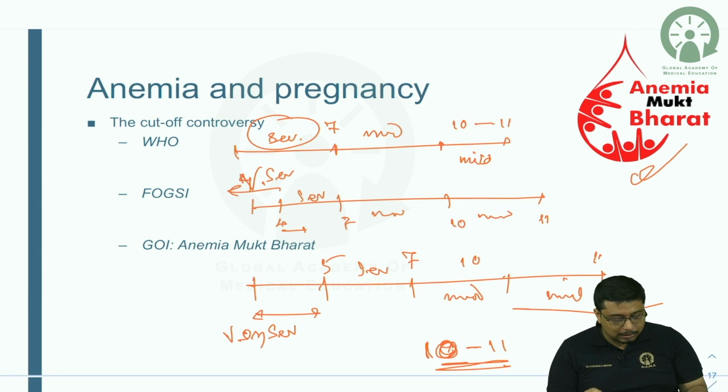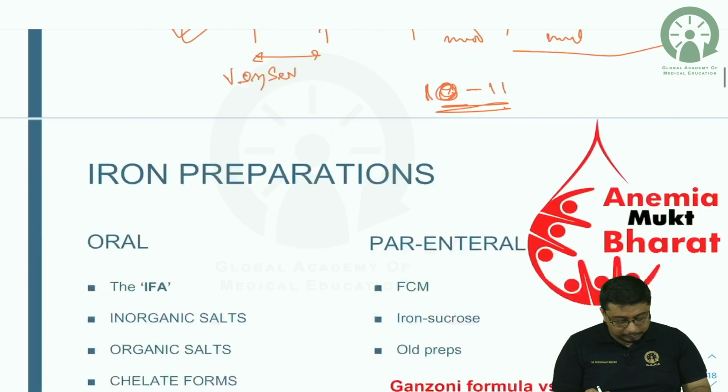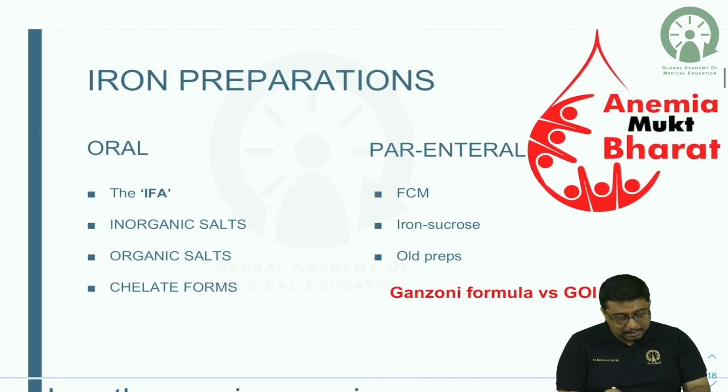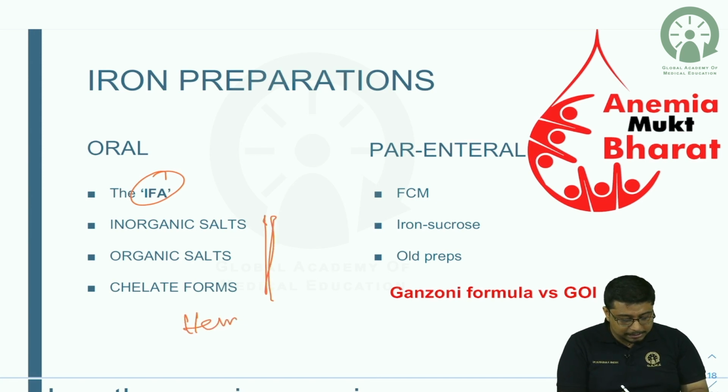One more controversy is whether to call less than 4 very severe or less than 5 very severe, right? So better to go by the Government of India guideline. So what is the iron preparation? The classical iron and folic acid and other inorganic and organic salt chelate form. Now heme form iron has also come as a commercial preparation. But what is more important is knowing the parenteral combination.